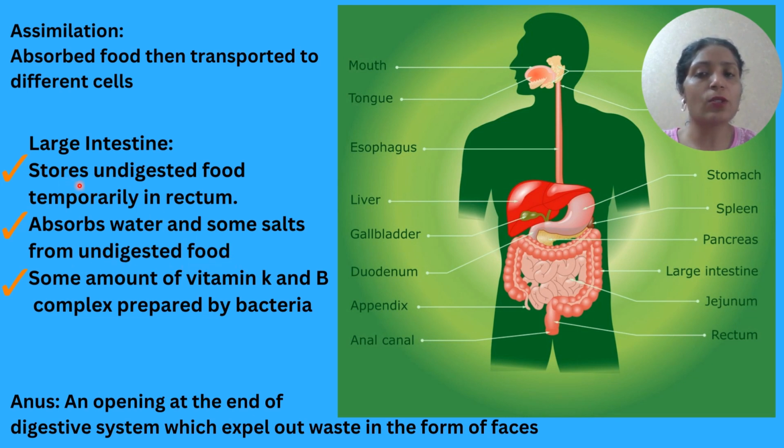Now it also stores the undigested food temporarily in the section called rectum, as shown in the figure. Also, it does some amount of formation of vitamin K and B complex with the help of some bacteria which are only found in the large intestine. Coming to the last section of digestion, that is anus. Anus is the end opening of the digestive system which expels the undigested food out in the form of feces.